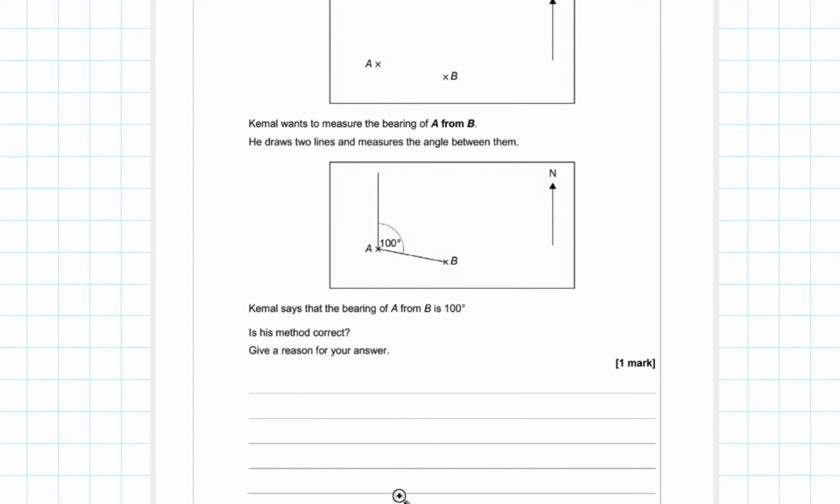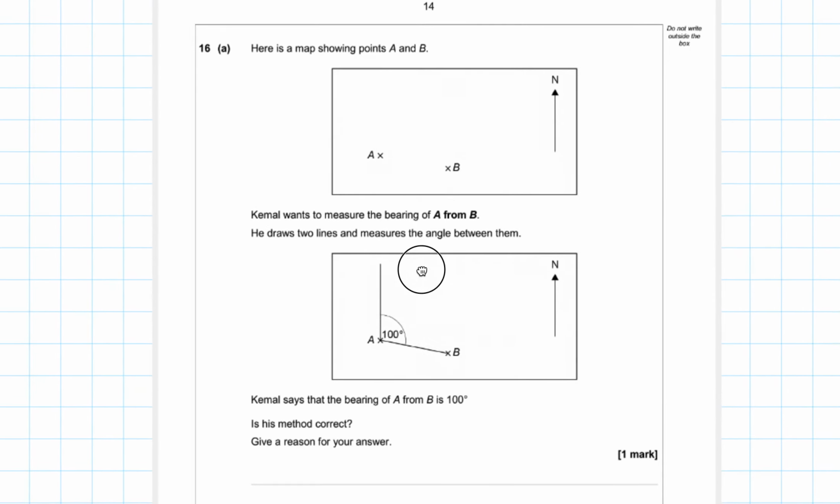Okay, question 16. Here's a map showing points A and B. Camel wants to measure the bearing of A from B. He draws 2 lines and measures the angle between them. He says that the bearing of A from B is 100 degrees. Is this method correct? So Camel has done the classic mistake of not reading the question properly.